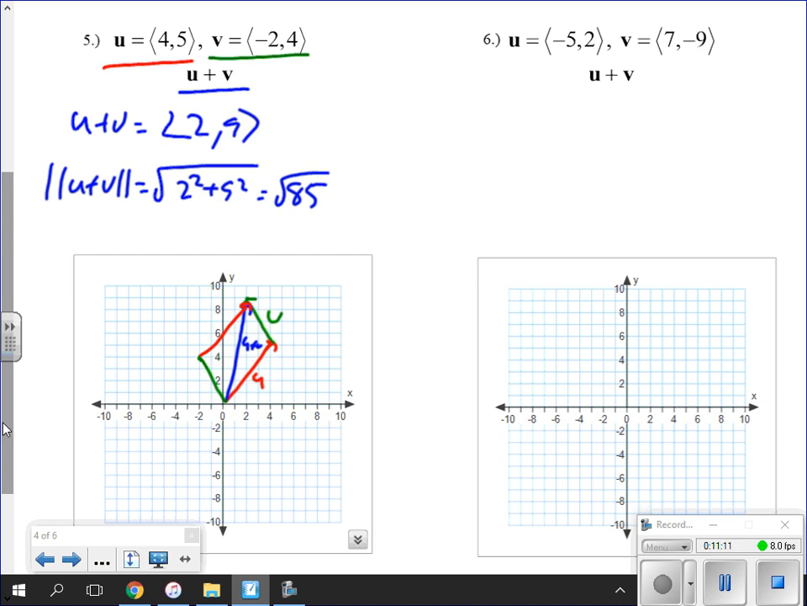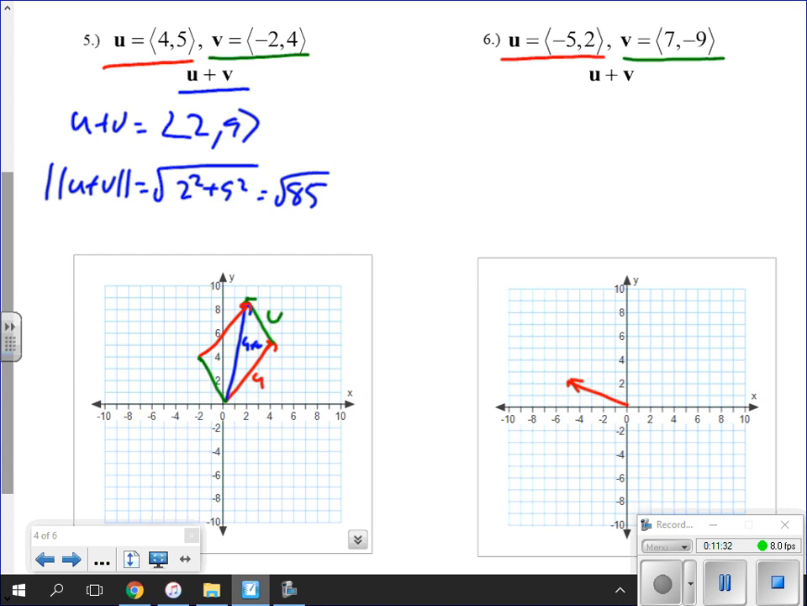You can't reduce it anyways, and I don't want a decimal. So let's do the same thing on this next one here. First thing I'm going to do is graph u, negative 5, 2. So I go negative 5 and then up 2. So there's my u.